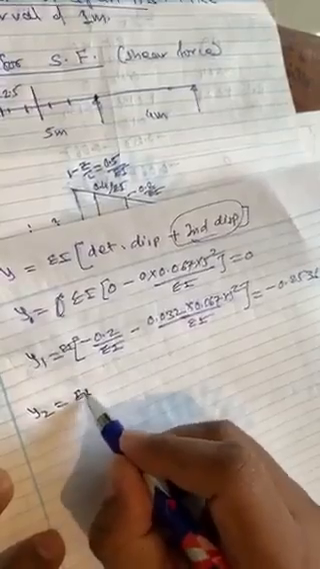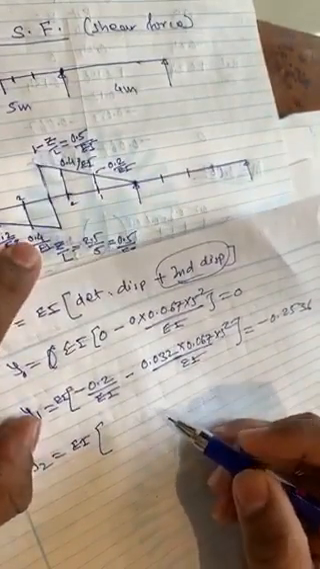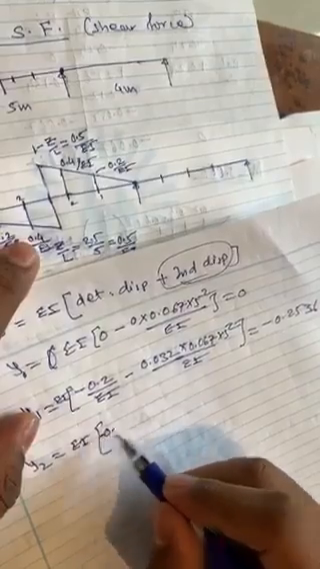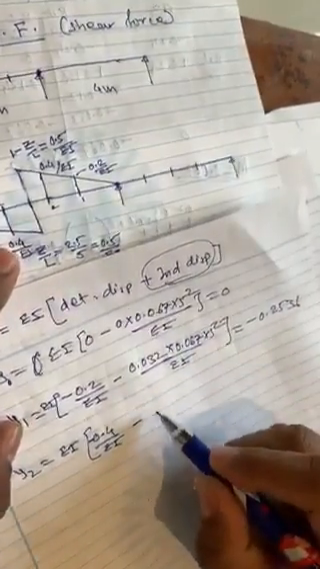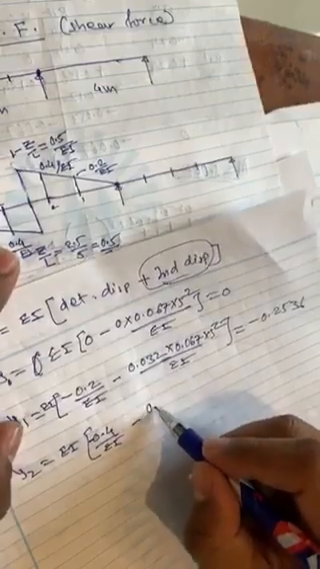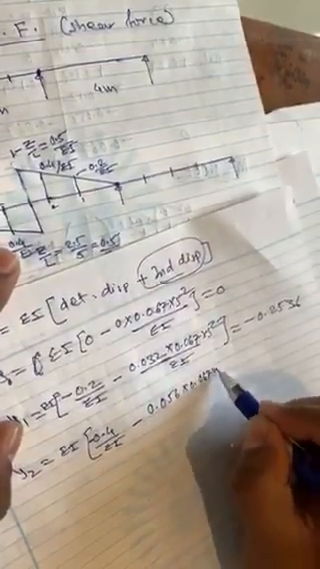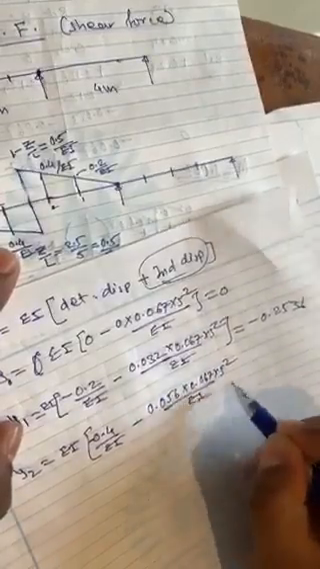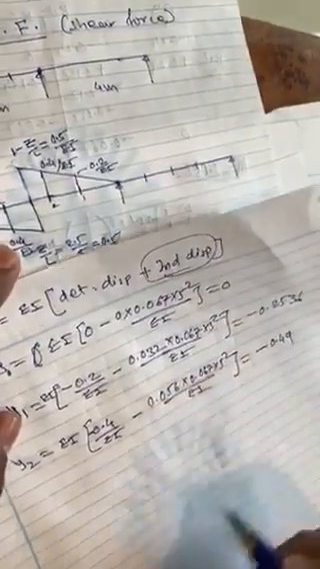Y2 is equal to EI in bracket, so in this case second value, that is minus 0.4 by EI minus how much, k is 0.056 into m is 0.067, 5 square by EI, and this value comes out to be minus 0.49.